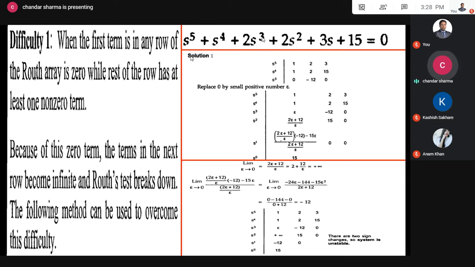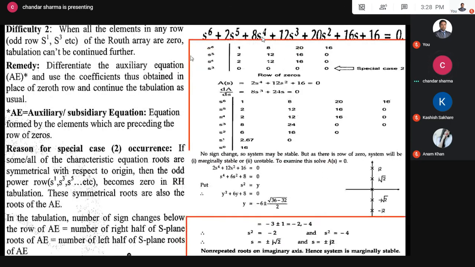और जितने बार भी साइन चेंज होगा, वी से दैट द नंबर ऑफ रूट्स on right hand side of S plane is equals to number of sign changes in the Routh array. So this is the first difficulty. The second difficulty is the row of zeros.